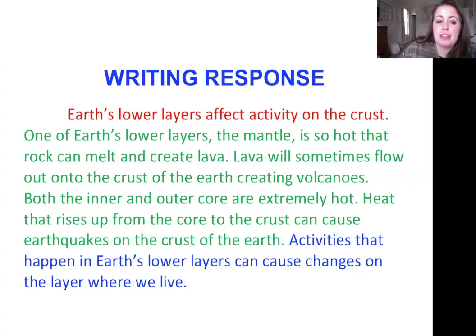Here we go. One of Earth's lower layers, the mantle, is so hot that rock can melt and create lava. Lava will sometimes flow out onto the crust of the Earth, creating volcanoes. Both the inner and outer core are extremely hot. Heat that rises up from the core to the crust can cause earthquakes on the crust of the Earth.